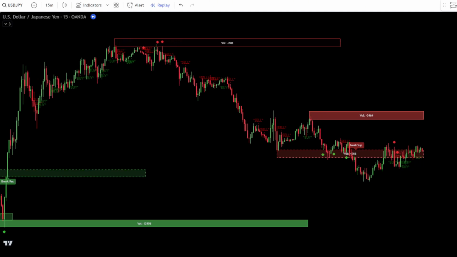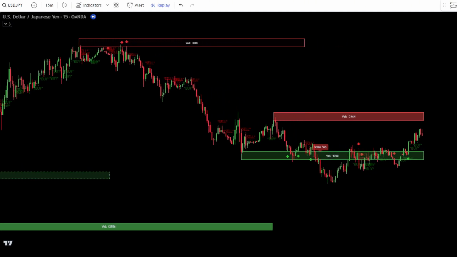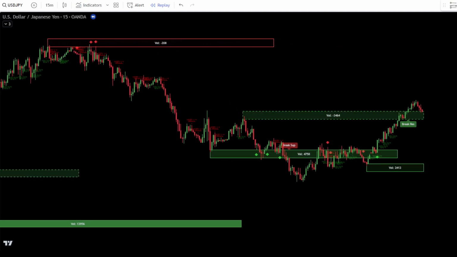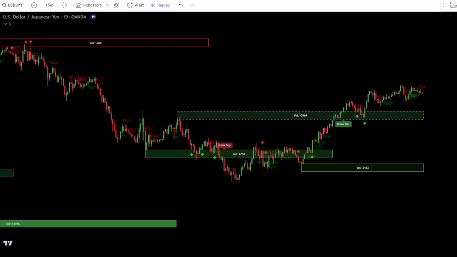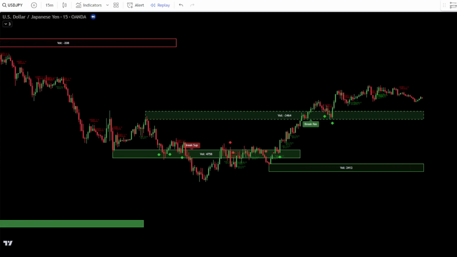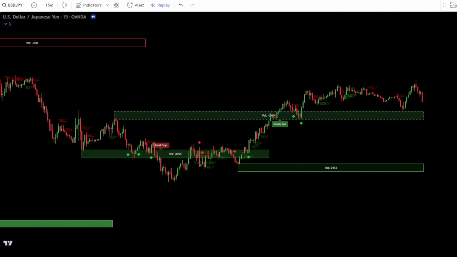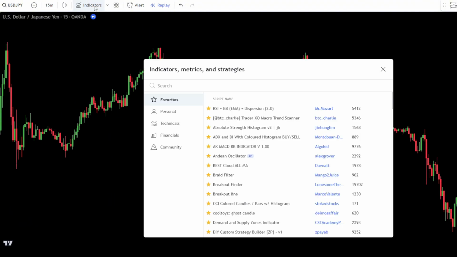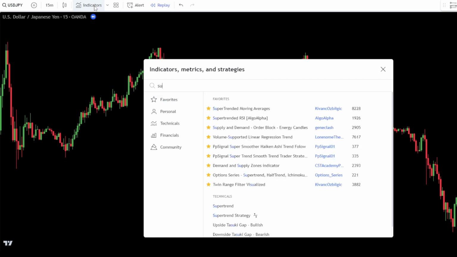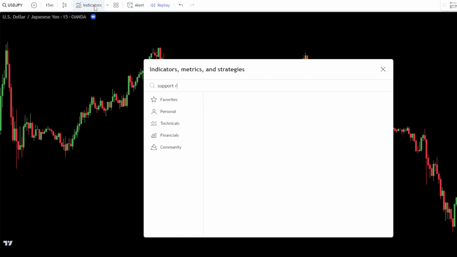In this video, we will discuss a profitable support resistance trading strategy that is suitable for anyone, including beginner traders. If you want to use this support resistance trading strategy, you can start by accessing TradingView. Then, go to the Indicator Search tab. In the Indicator Search tab, type support resistance break and retest.